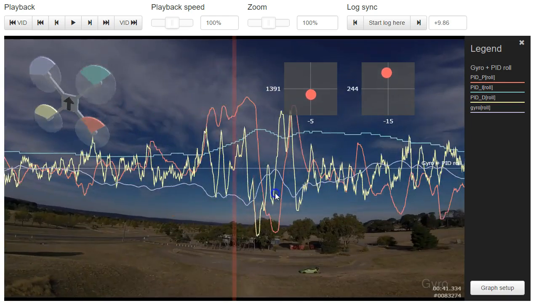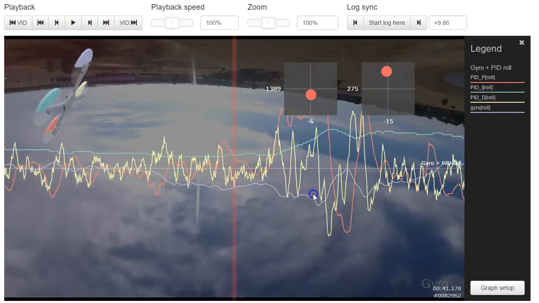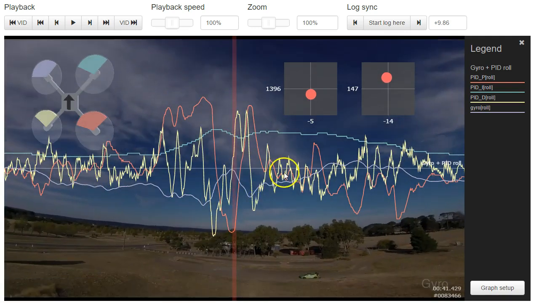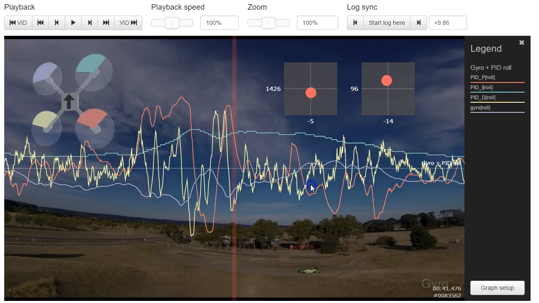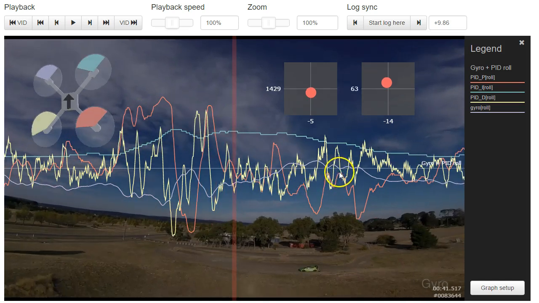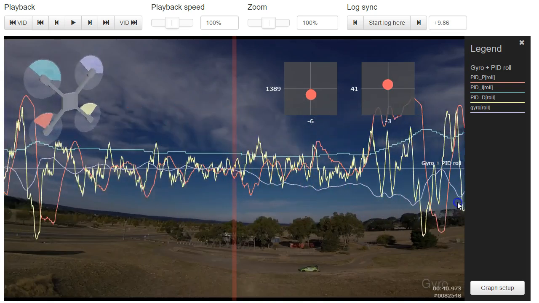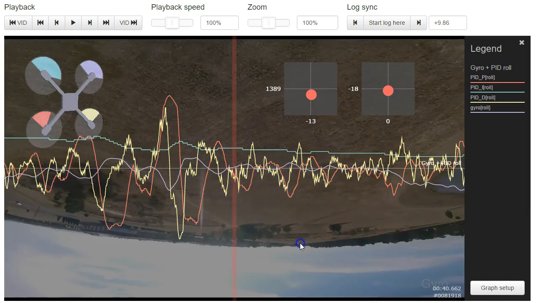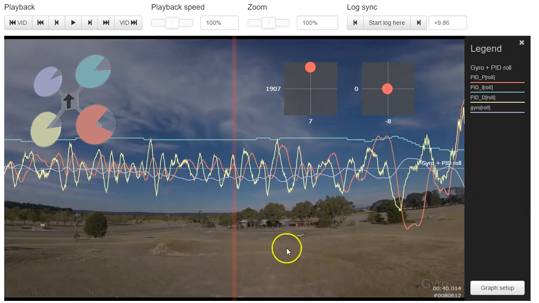I agree that your D term is a little overactive. Notice that the D term is larger in magnitude than the P term in many places, and small movements in the P term produce large movements in the D term. That's probably not ideal, and it's probably making a little bit of noise in your motors.